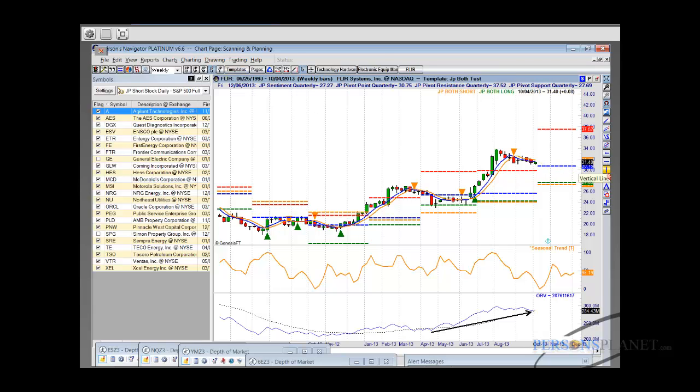So this is FLIR Systems. Now, I'm not sure if we can get lucky enough, but notice that on FLIR, for example, we're coming into a time frame, number one, that has a seasonally strong period of time.